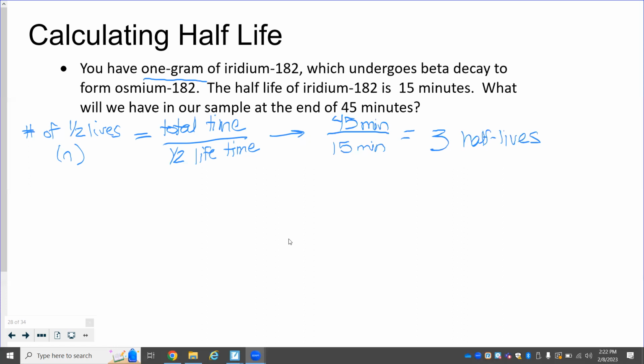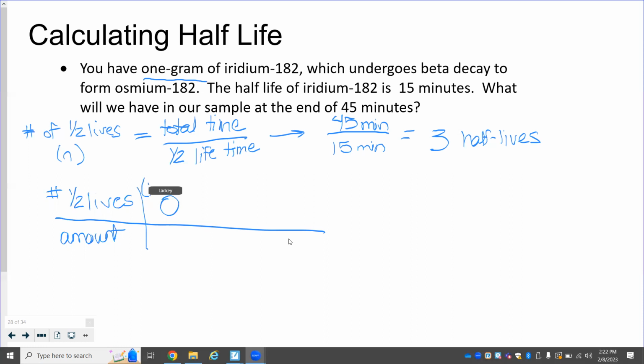So we have our number of half-lives and our amount, the 2 things that we're measuring. You always want to start off after 0 half-lives. This is your initial amount. So initially we are starting off with 1 gram of this substance.